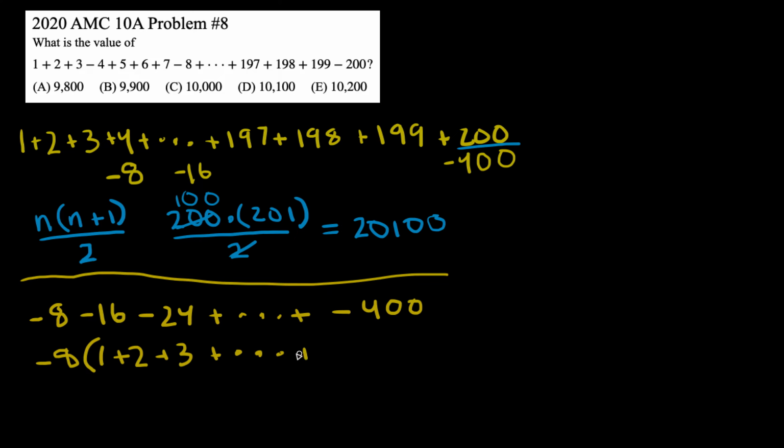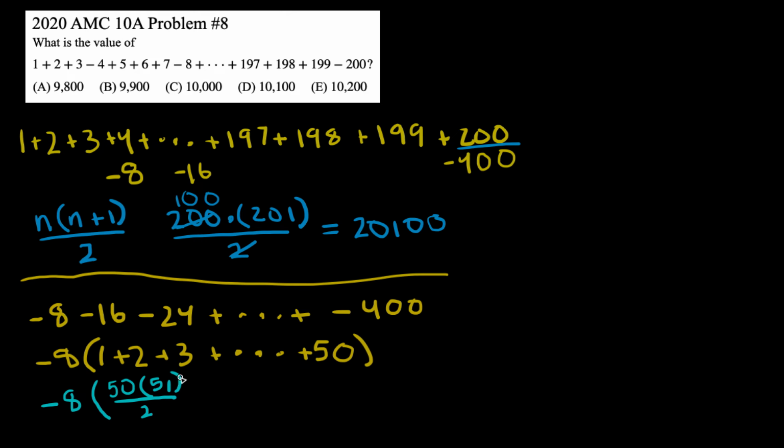And this will go on until negative 400 divided by negative 8, which is 50. Which is very interesting, because now it's much clearer what we can do. We can turn it into this n times n plus 1 over 2 formula. Remember, we still need the negative 8 on the outside, but this will be multiplied by n, which would be 50 in this case. So 50 times 51 over 2.